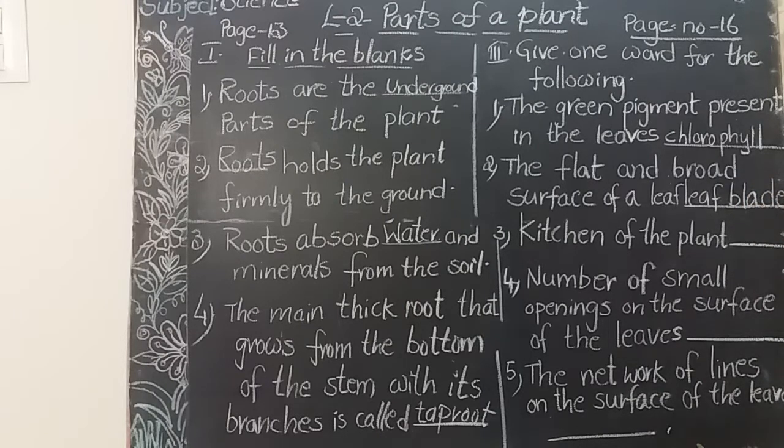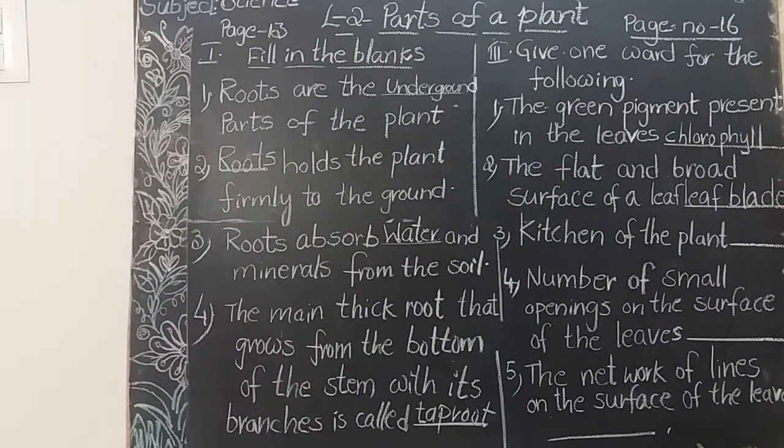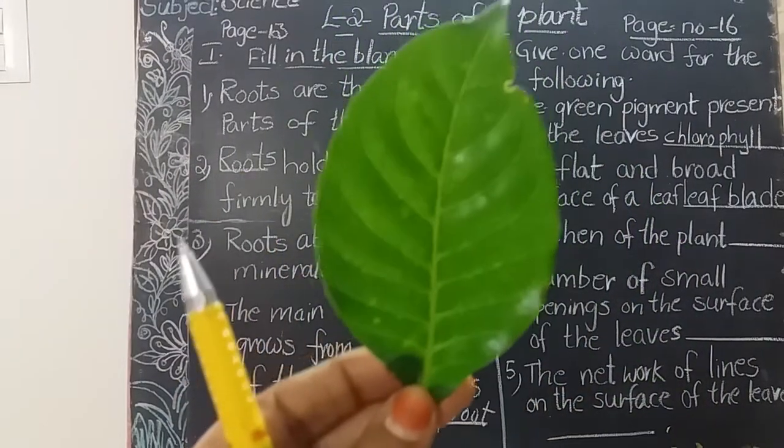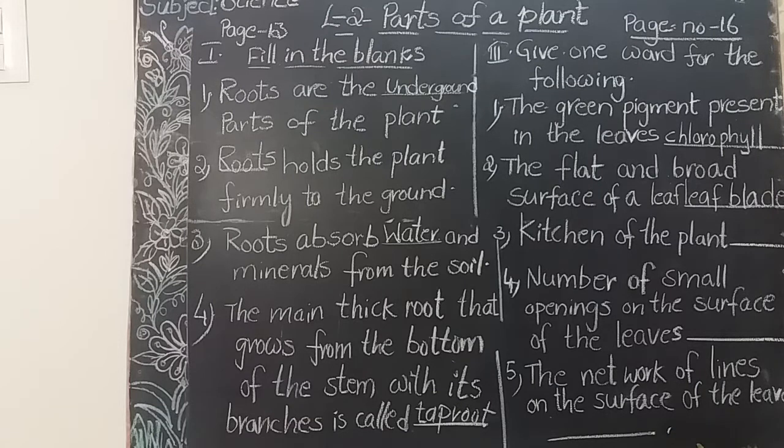Next question, read kitchen of the plant. Third question, read amma. The third question, kitchen of the plant. What is the kitchen of the plant? Leaf only. Food factory of the plant and also kitchen of the plant. Leaf, green leaf. Okay.